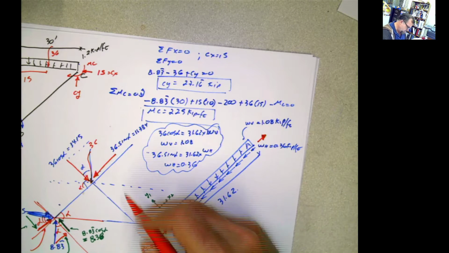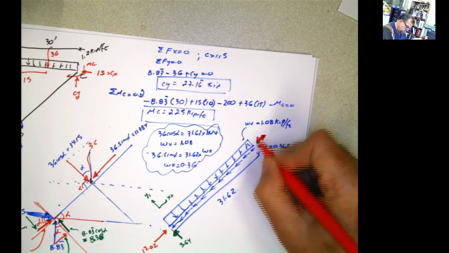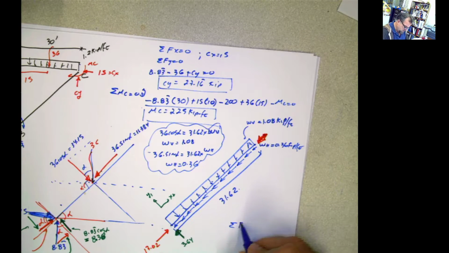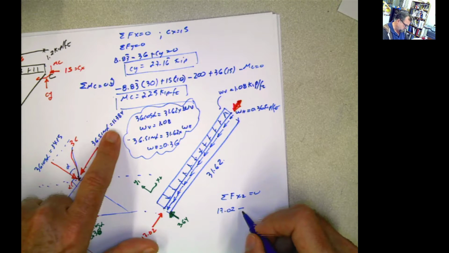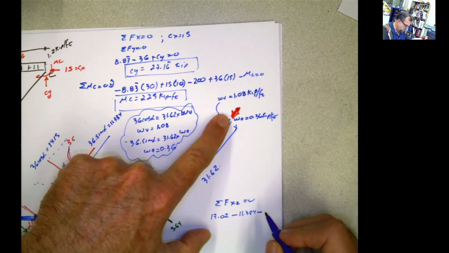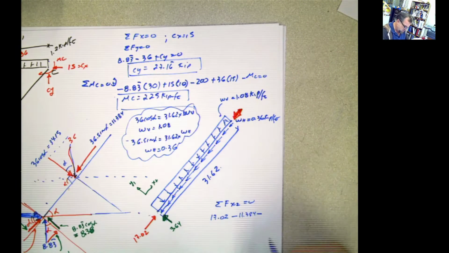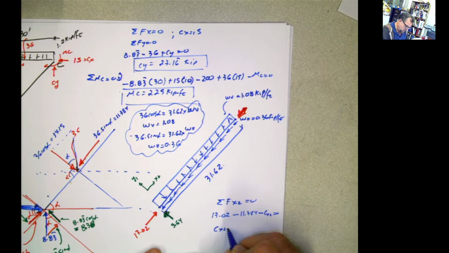Why acting here? Because it's coming in this way, so it's going to be acting in the opposite way. Let's do it. Summation of forces in the x2 direction equals 0. So I have 17.02 minus this force, which is 11.384, minus that one, Cx2, equals 0, and then you can calculate that Cx2.